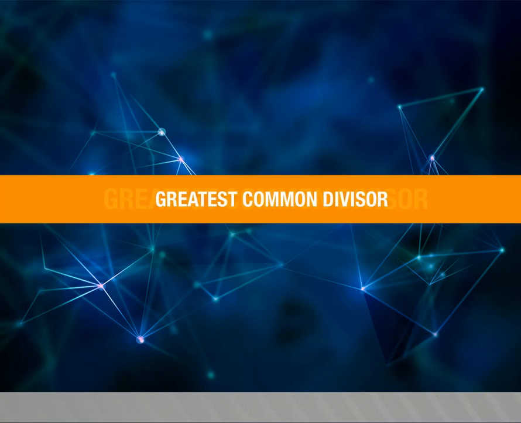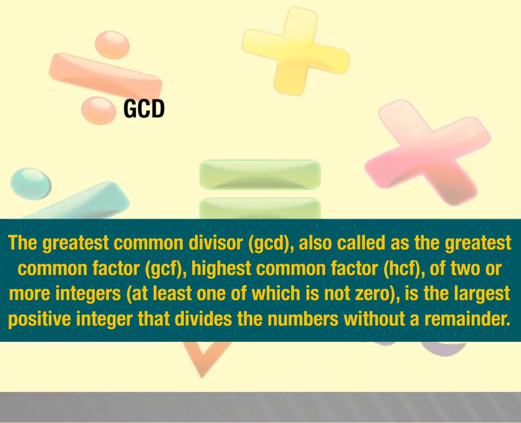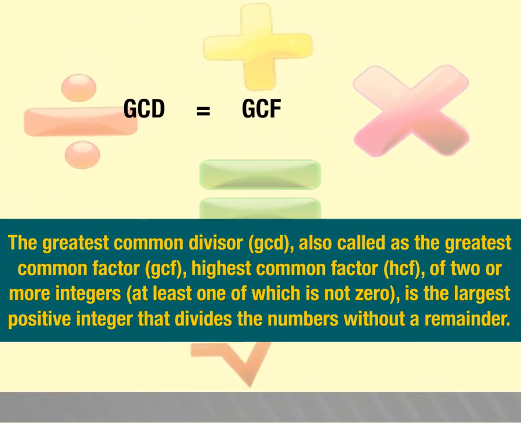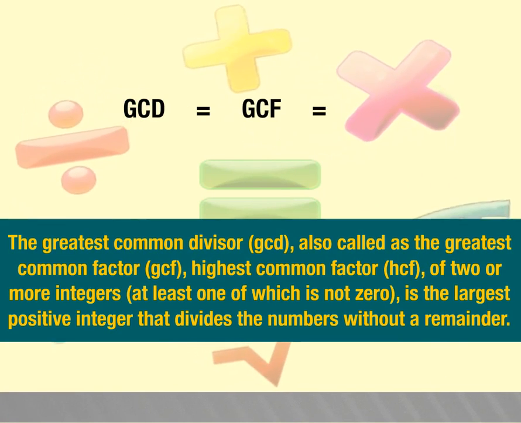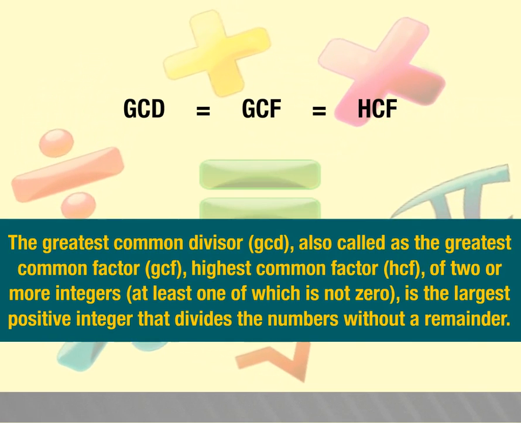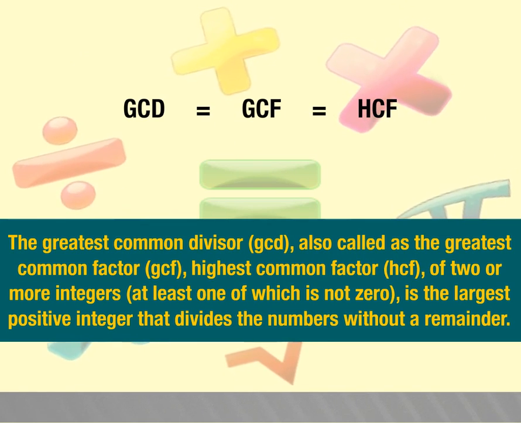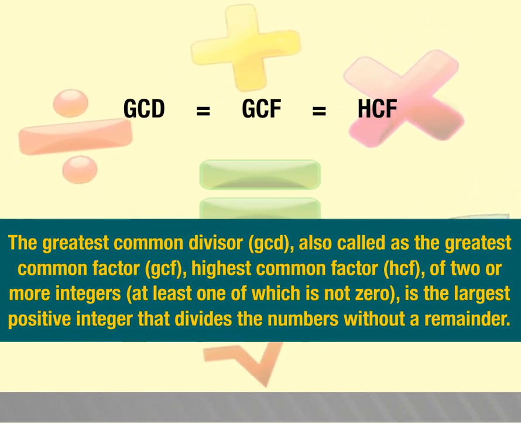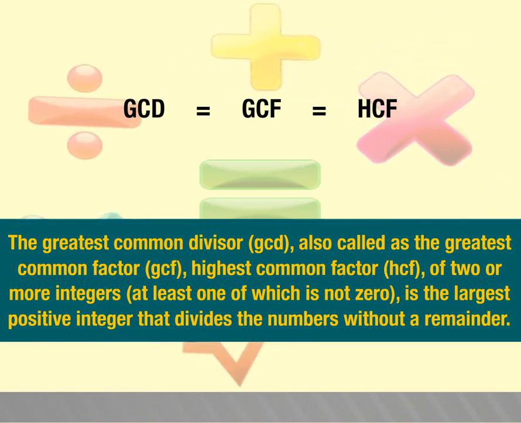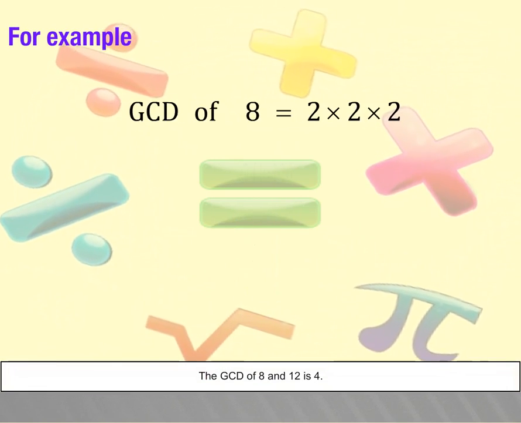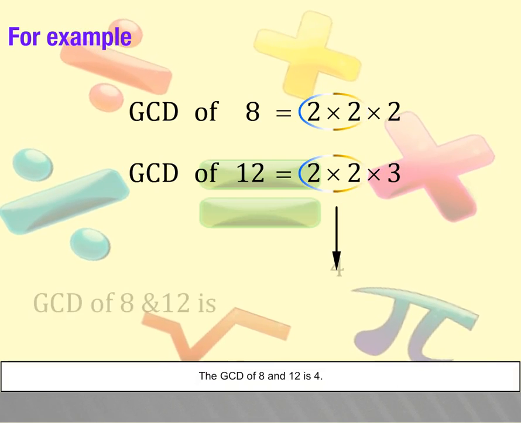Greatest common divisor. In this video, we are going to see about the greatest common divisor. The greatest common divisor, GCD, also called the greatest common factor, GCF, or highest common factor, HCF, of two or more integers, at least one of which is not 0, is the largest positive integer that divides the numbers without a remainder. For example, the GCD of 8 and 12 is 4.